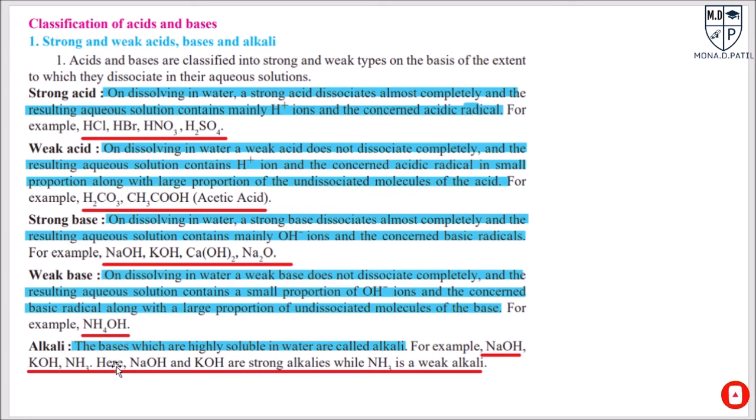Now the last one is the alkali, and it is very interesting. You can see here the bases which are highly soluble in water are called alkalis. Here this line is very important. The base which is highly soluble in water is called alkali. An example given: NaOH, KOH, NH3, meaning sodium hydroxide, potassium hydroxide and ammonia. Here NaOH and KOH are strong alkalis while NH3 is a weak alkali.